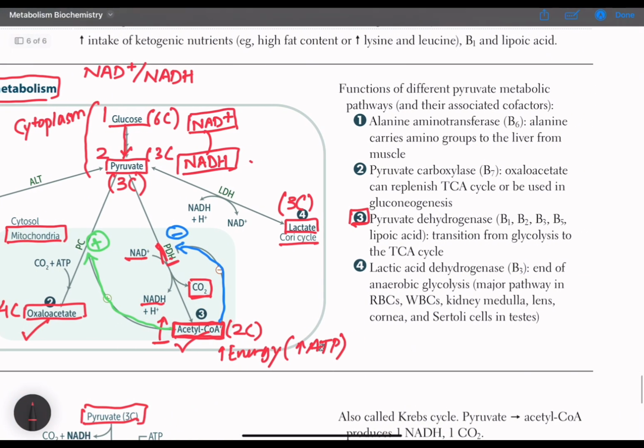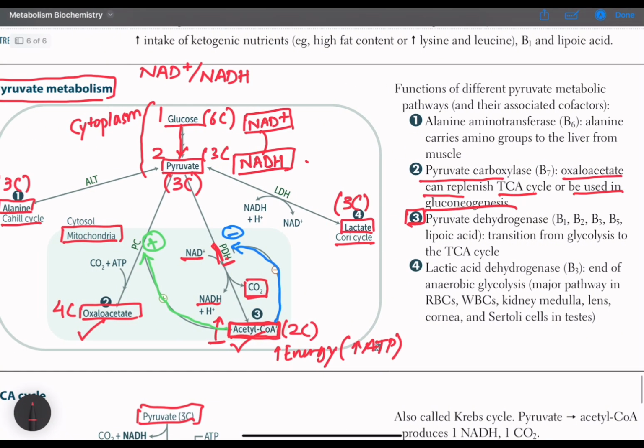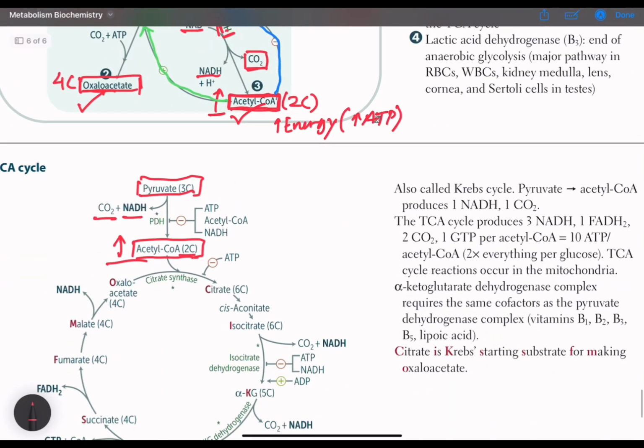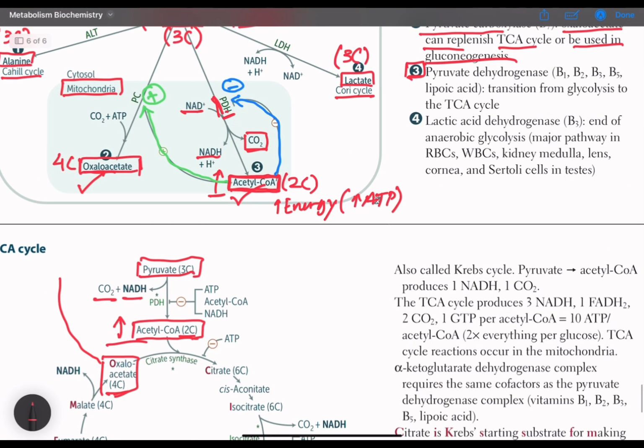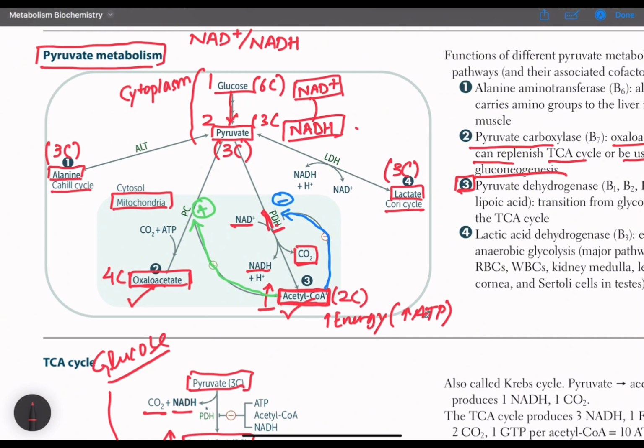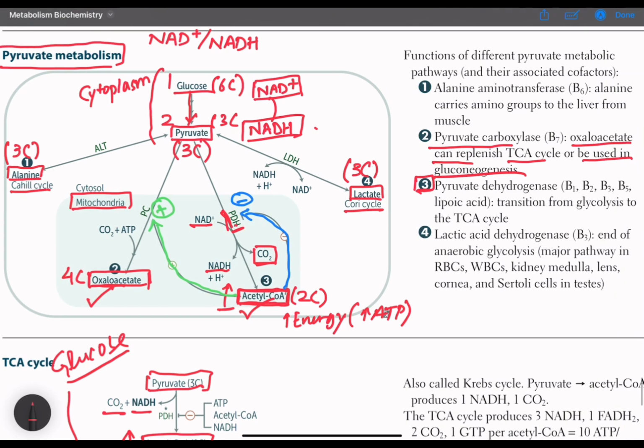So if you look at number 2, pyruvate carboxylase, oxaloacetate can replenish the TCA cycle or be used in gluconeogenesis. So pyruvate can be converted into oxaloacetate, which can either replenish the TCA cycle or go on to develop into glucose via gluconeogenesis. So this was all about conversion of pyruvate into oxaloacetate and acetyl-CoA. Then we have another structure, lactate.